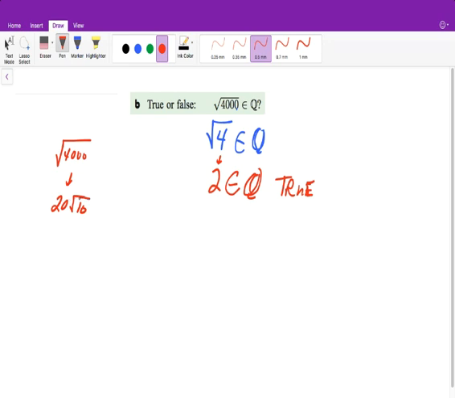And since it doesn't eliminate or get rid of the radical like it did when we took the square root of 4, this is an irrational number. So it's not a rational number. So this would be false. So for the actual problem that was here, it will be false.